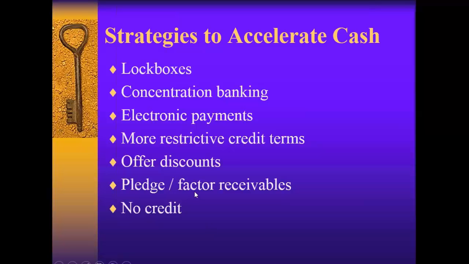Factor receivables essentially is where you're selling these receivables to a third party. You get the money up front. You're not getting all the money up front, but you are getting most of the money up front. The discounts, so the idea is the discounts that you give for early payment will encourage people to pay. More restrictive credit terms, so the idea is you restrict your credit terms. You're going to restrict your sales, but the people that you sell to have a higher probability of getting paid. Next item is electronic payments.